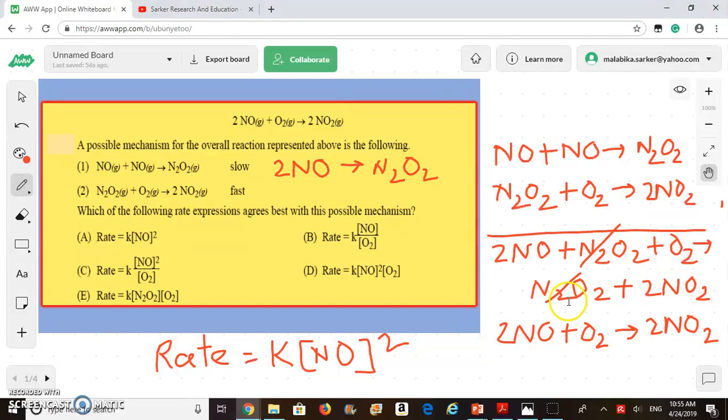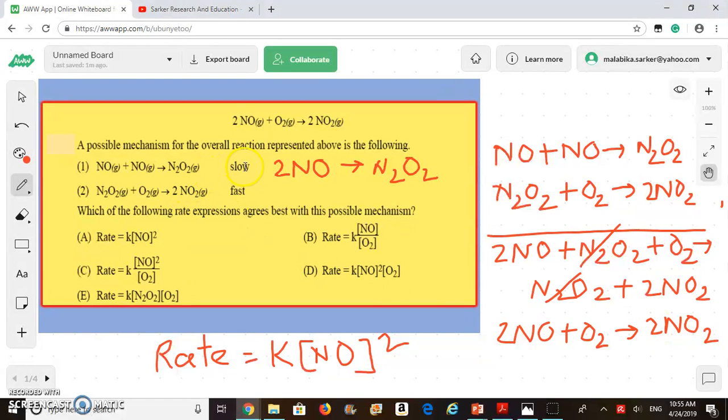Now N2O2 appears on both sides of the reaction, so we can just cancel them out. So what is the overall reaction now? 2NO plus O2 goes to 2NO2. Now this N2O2 is called an intermediate. This appears in one of the elementary reactions and then is consumed in another elementary reaction. It does not appear in the overall reaction.